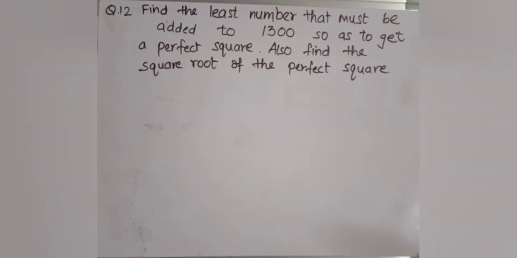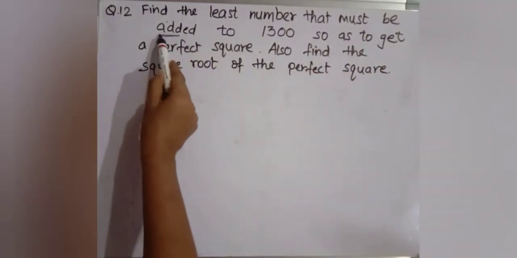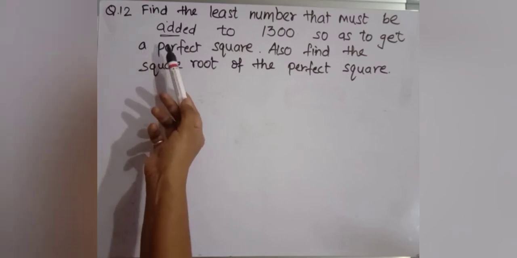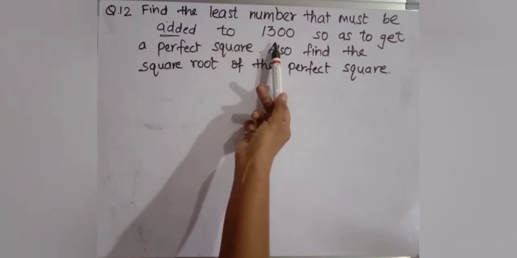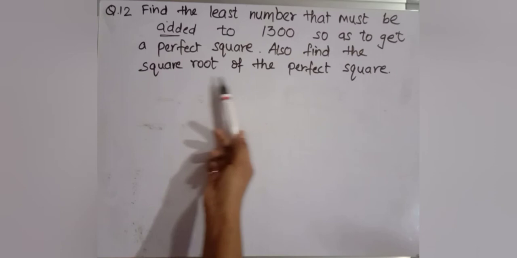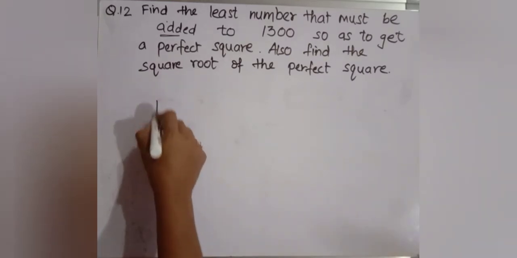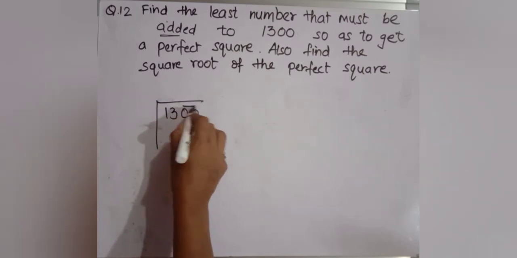Question number 12. Find the least number that must be added. Previously we did subtraction. Now the question is of addition. Which number should be added to 1300 so as to get a perfect square? Also find the square root of the perfect square. We will start with the division method. 1300 is not a perfect square.